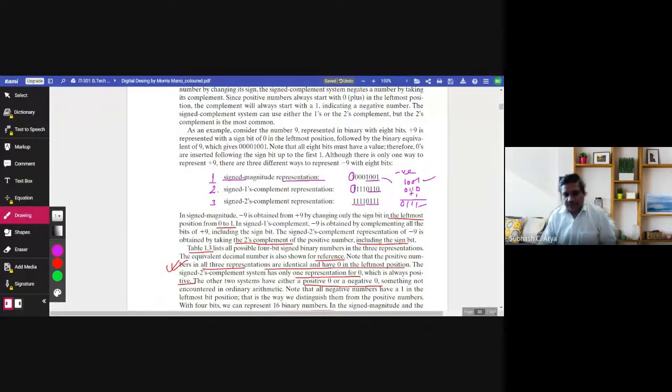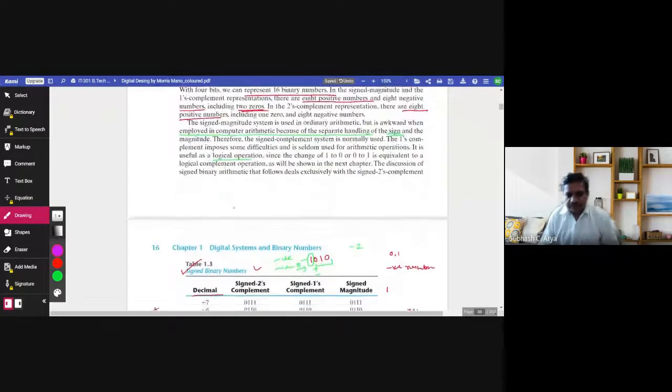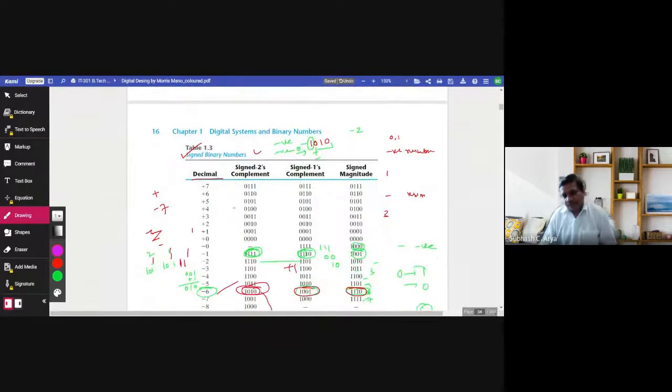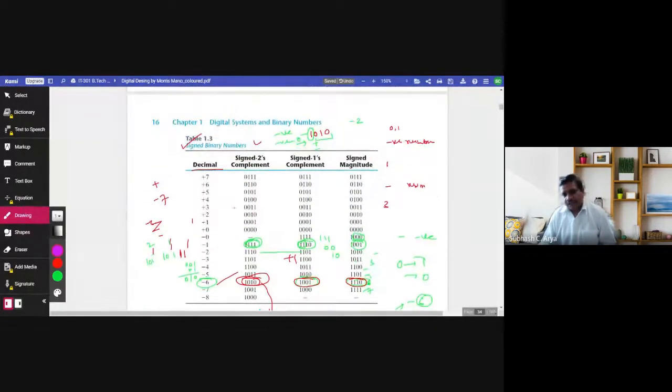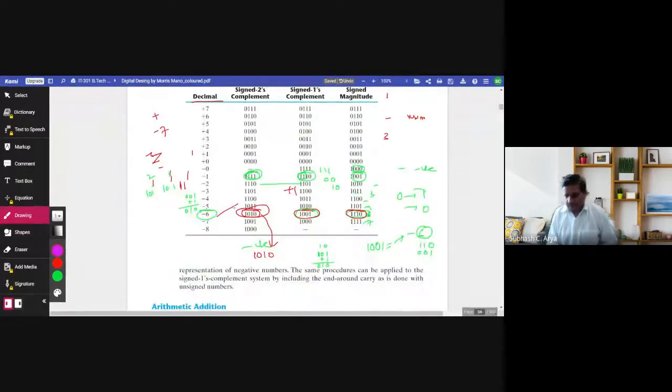So these are the three ways of representing a negative binary number, which is given here in table form. Here the magnitude is represented by 3 bits. If we represent a binary number using 3 bits, it will go from 000 to 111, which is 0 to 7 in decimal form. That is why the numbers are given here.